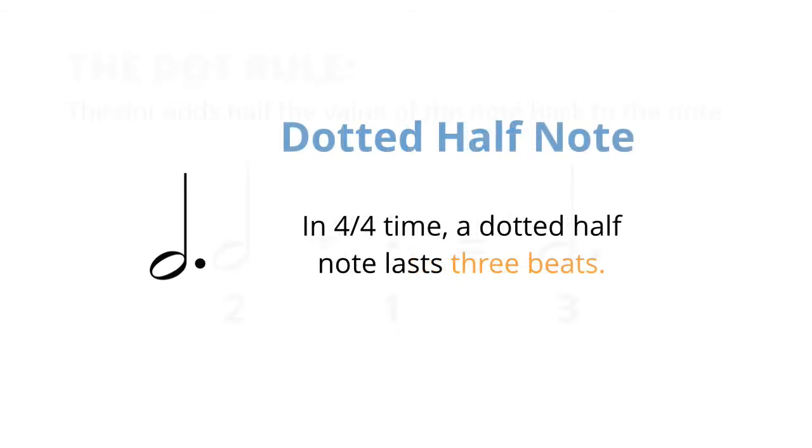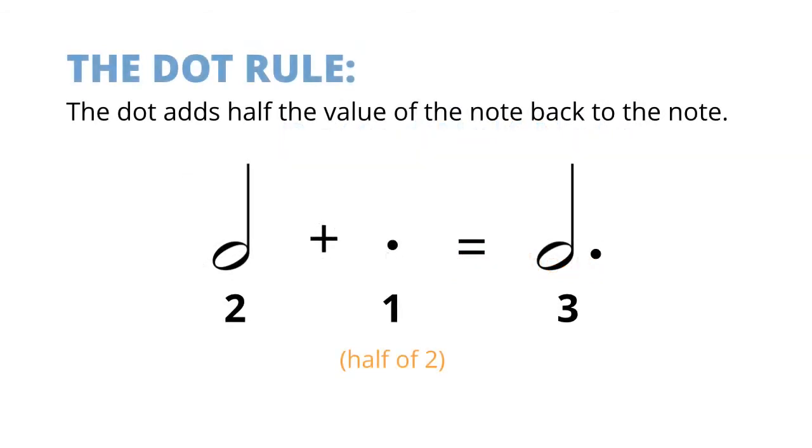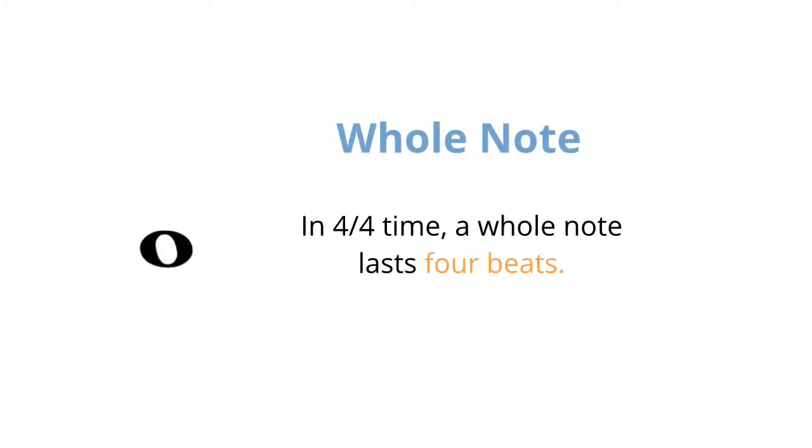Let's take a look at the dot and see what that does. The dot rule says that the dot adds half of the value of the note back to the note. So in this case, the half note is worth 2 beats. Half of 2 is 1. So the dot is worth 1. The half note 2 plus the dot 1 equals 3 beats. That's how we got there. Keep the dot rule in the back of your head because it'll come back later in another lesson. Finally, the whole note, just an empty circle. It lasts for 4 beats.